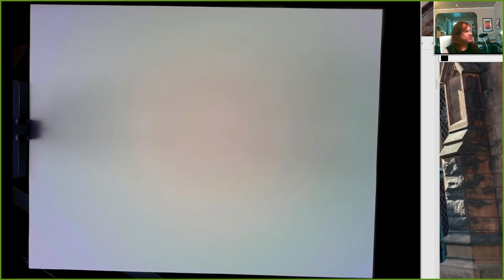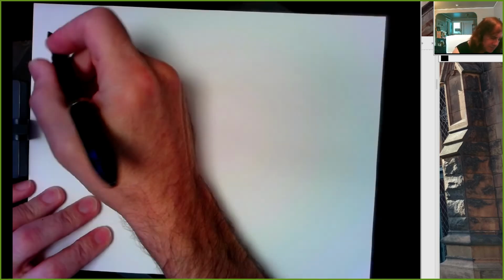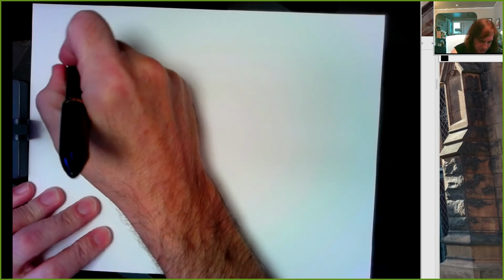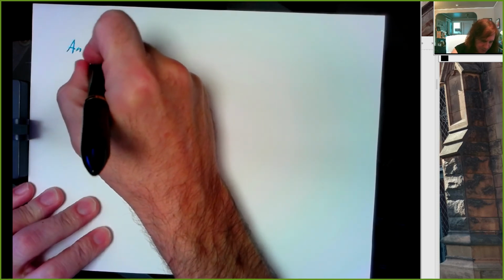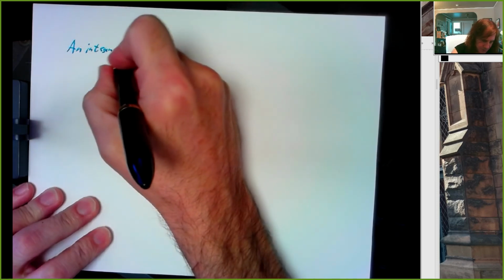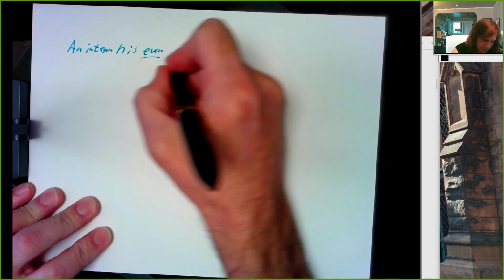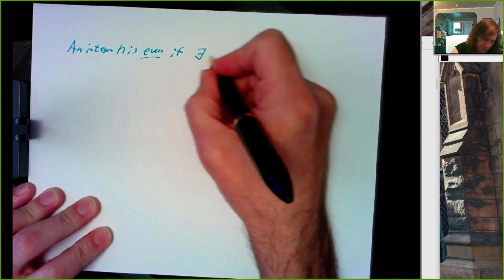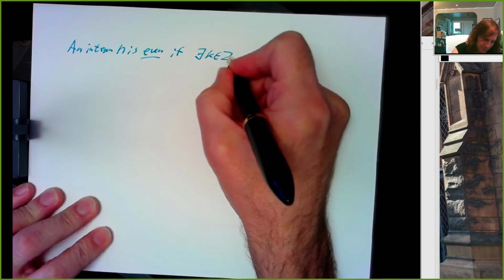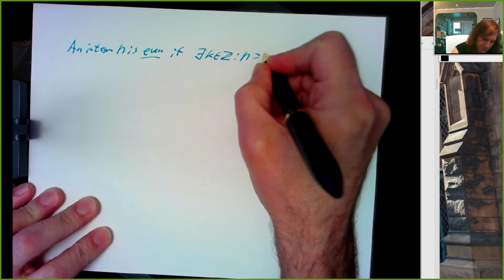So let's talk about evens and odds and proofs related to them. Let me start with the definitions we did last time. An integer n is even if there exists some integer k such that n equals 2 times k.